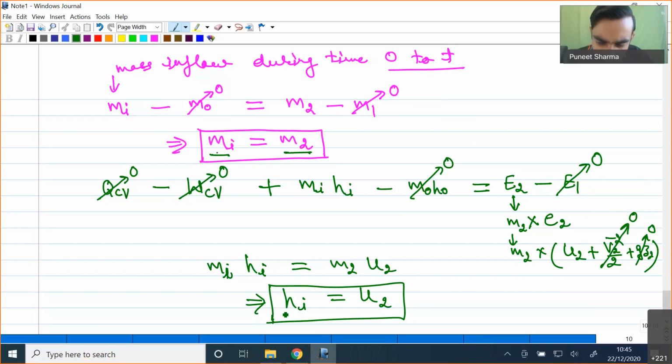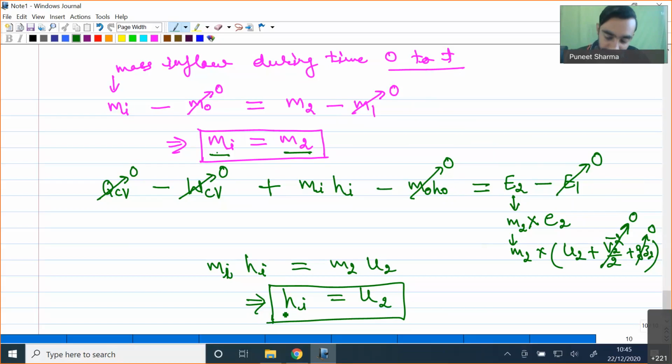GZ2 is 0. I am not getting your question. So why is potential 0? Oh, potential. So we are considering that with reference to our ground, whatever we are considering the reference of 0 potential energy, with reference to that, our elevation of the control volume is negligible.